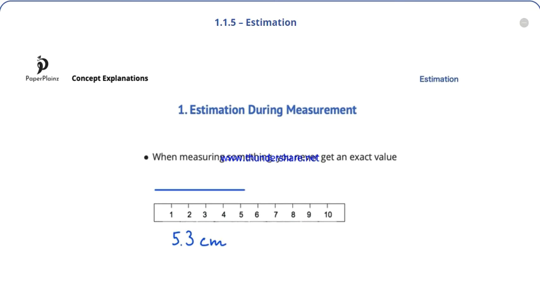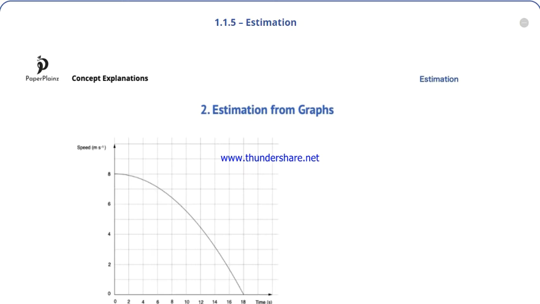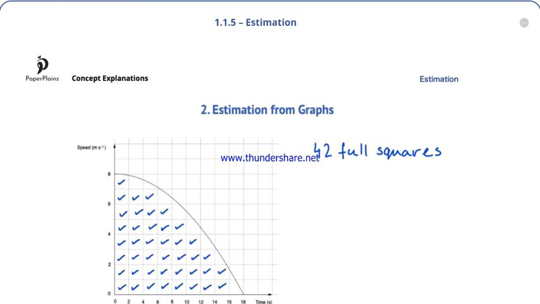In some cases, you might have to make an estimation based on a graph. This graph shows how the speed of an object varies with time. The area under this graph is the distance traveled by this object. No worries if you haven't learned this yet. Here we are simply interested in estimating the area under the graph. We can do this by working with the small squares. We have approximately 42 full squares and about 9 squares that we will count as half squares.